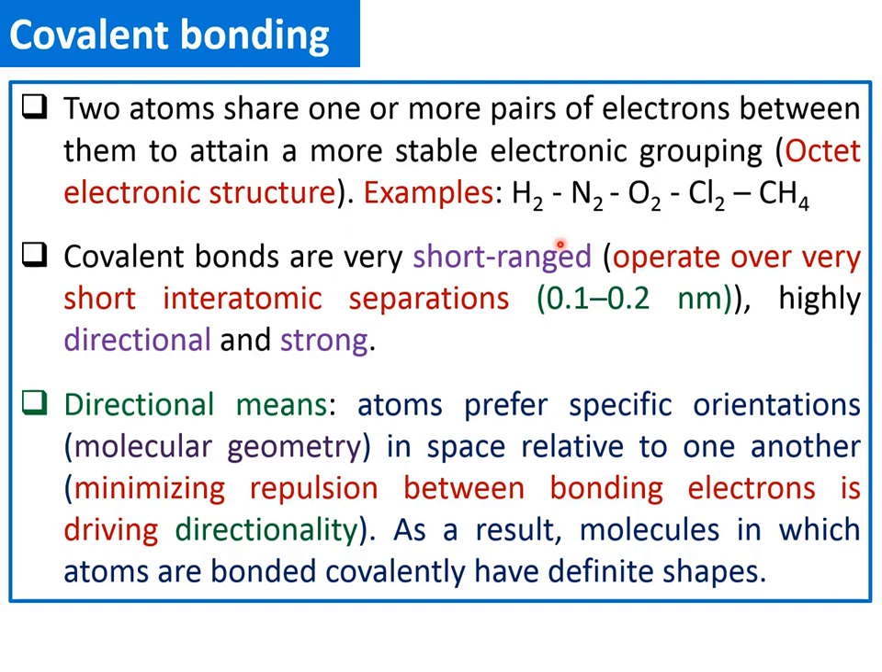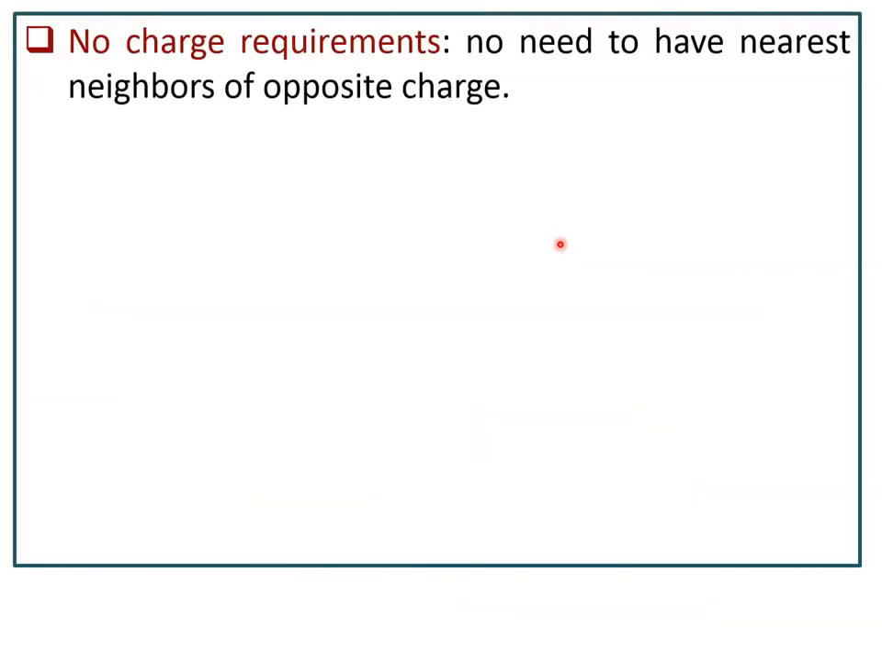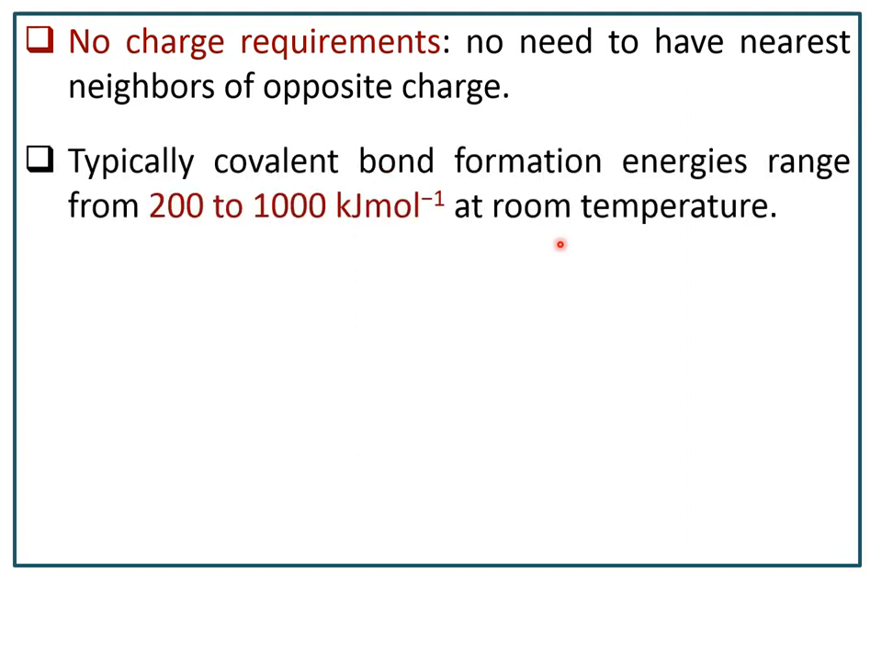There are no charge requirements for the covalent bond, so you can build a crystal with similar charges. Same charge is no problem, it is not required in the covalent bond. The covalent bond is strong, in a range which extends to 1,000 kilojoules per mole. Of course, sometimes it might be weaker than the ionic bond, but it extends to a high range of bond energy.